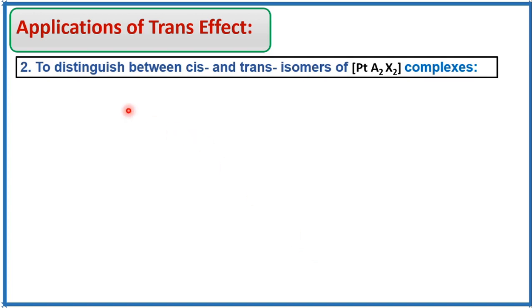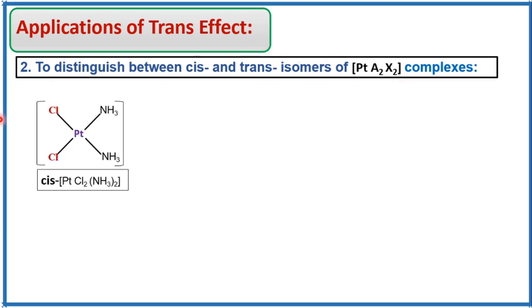In the second application, we will distinguish between the cis and trans isomers of platinum X2A2 complexes. So which is a cis isomer, which is a trans isomer. This also finds its application in the trans effect. Initially we have taken a cis complex PtCl2(NH3)2, with two types of ligands, chloro and ammonia. What we will do, we will add thiourea ligand.